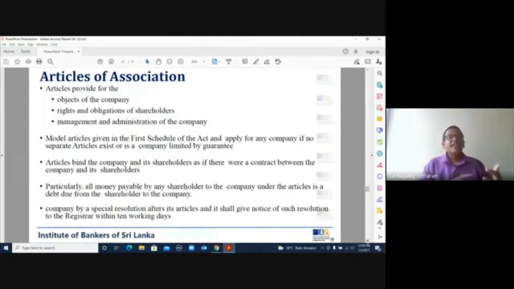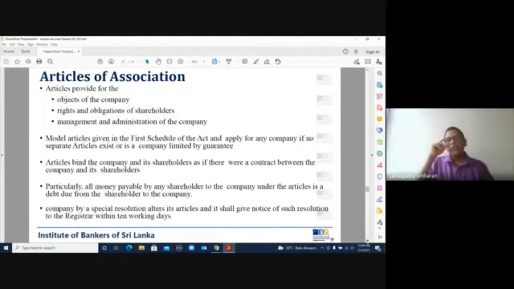So the articles of association for a company provide the objective of the company. Companies generally have a main objective and sub-objectives. So this document has to mention the objective of the company and the rights and obligations of the shareholders, and the management and administration of the company. All sorts of details will be clearly mentioned in the articles of association.